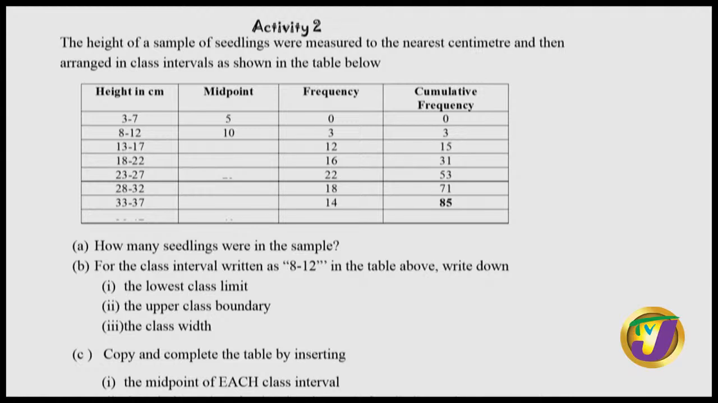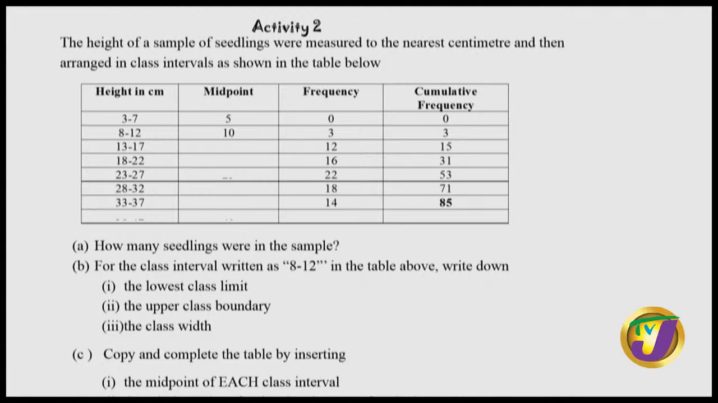Now, as it pertains to boundary, what's the difference between the limit and the boundary? Most of the time we can have the upper boundary of one class and the lower boundary of another class being the same, while the limits are different. So in terms of our class boundary for 8 to 12, it would be 12.5. Just simply add 0.5 to the upper limit, and that will give you your upper boundary.